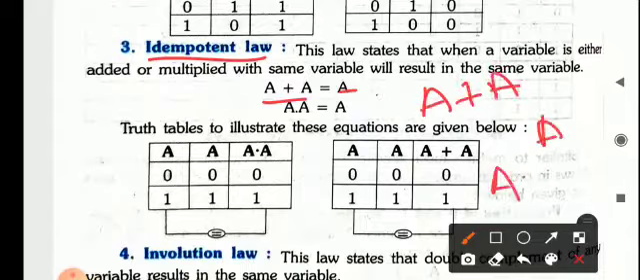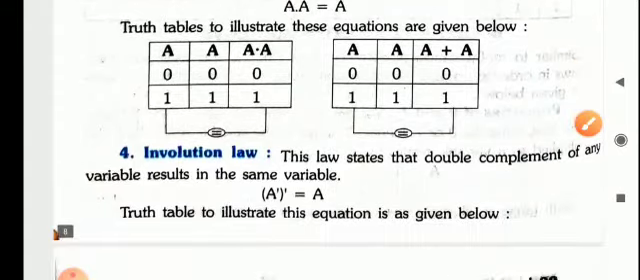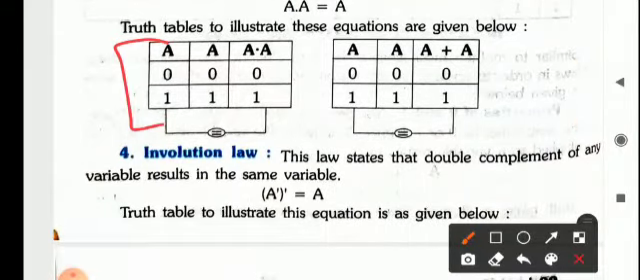And in the same way, if a variable is multiplied with itself, then it can be written as A only. Okay, and the proof has been given over here.